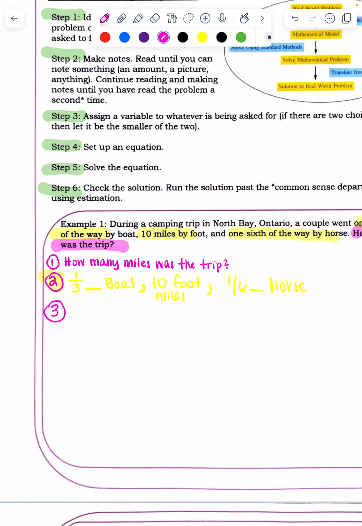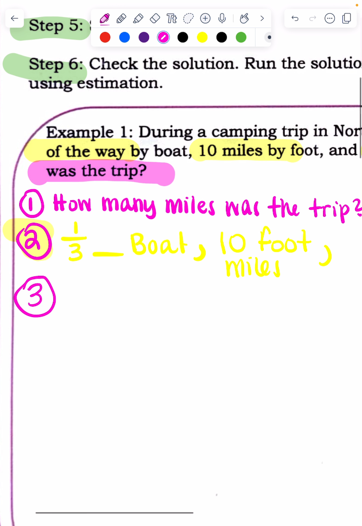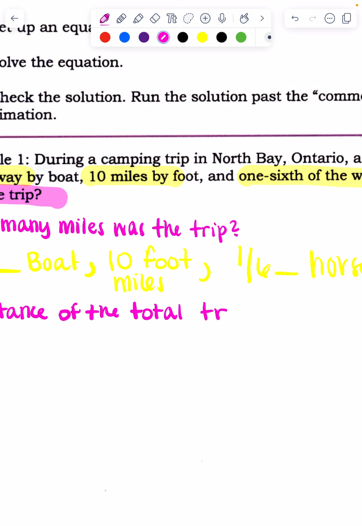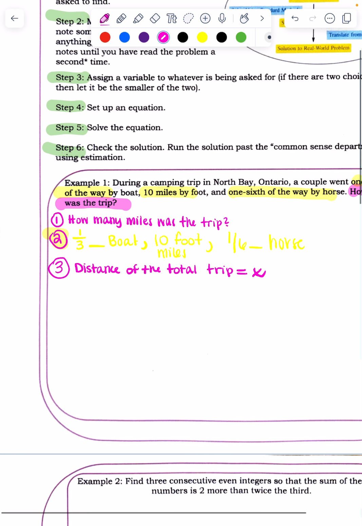So we're going to say that, let me zoom in a second, the distance of the total trip, that's what we're searching for. We're going to use our favorite letter in math, X, and represent that in our equation when we go to step 4.